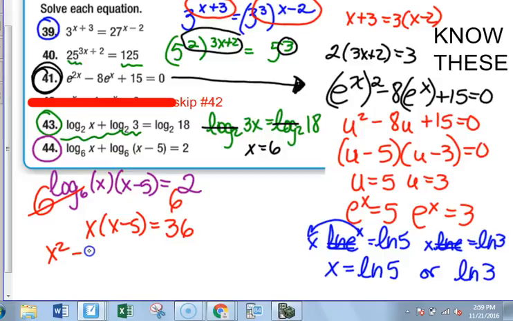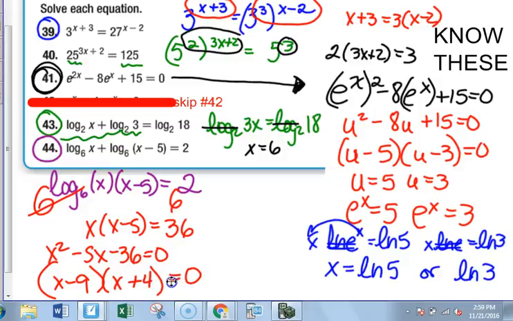X squared minus 5x minus 36 would factor how? Yeah, it was 6 squared, so it's 36. So we got 9 or negative 4. Are those both going to work? We started out with a log of, and you can't take the log of a negative number, so this guy's gone. So the answer is just 9.